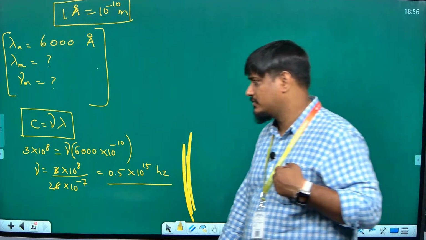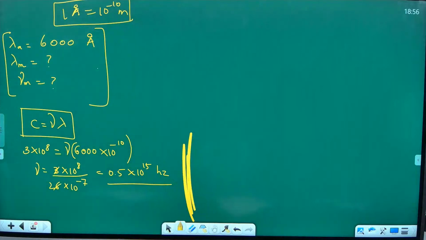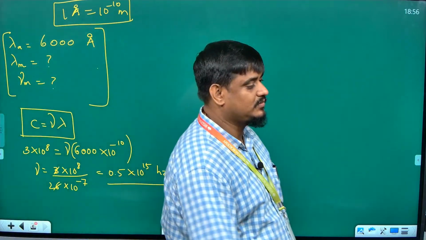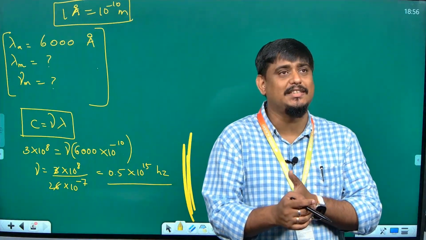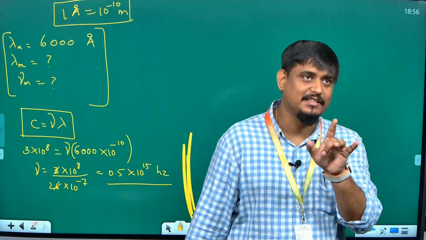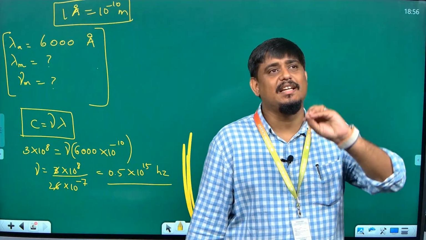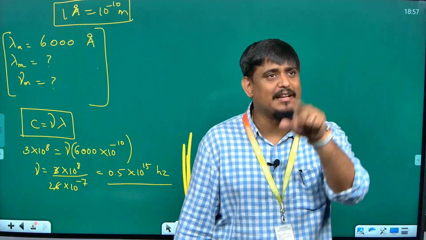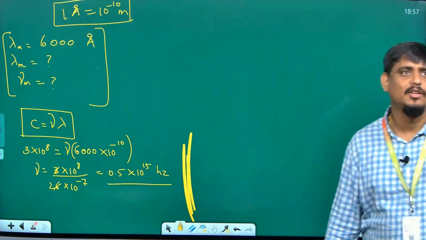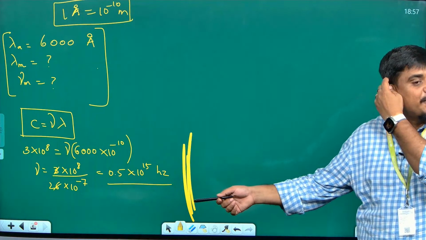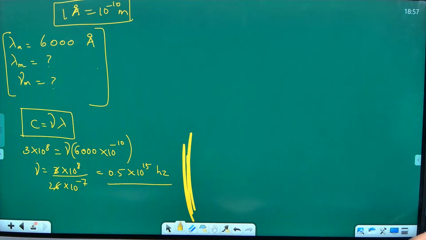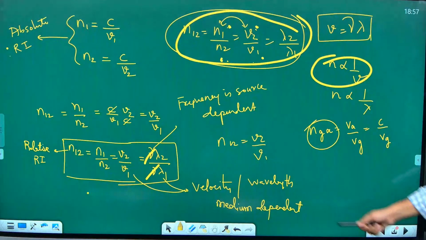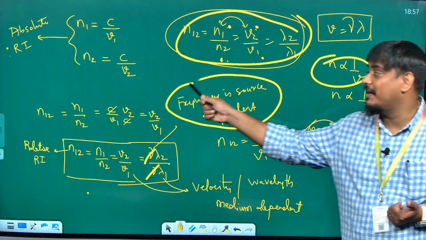Sir, they asked for the other medium, no, sir. Did they ask the frequency in another medium? In the question, frequency and wavelength of light in that medium. Just before some time I told you, Preetham, frequency is source dependent, not medium dependent, right? So whether the light is in air or in that medium, frequency will remain the same. This frequency will not change if the medium is changing. What will change? Only the wavelength and the velocity. I wrote here also: frequency is source dependent.